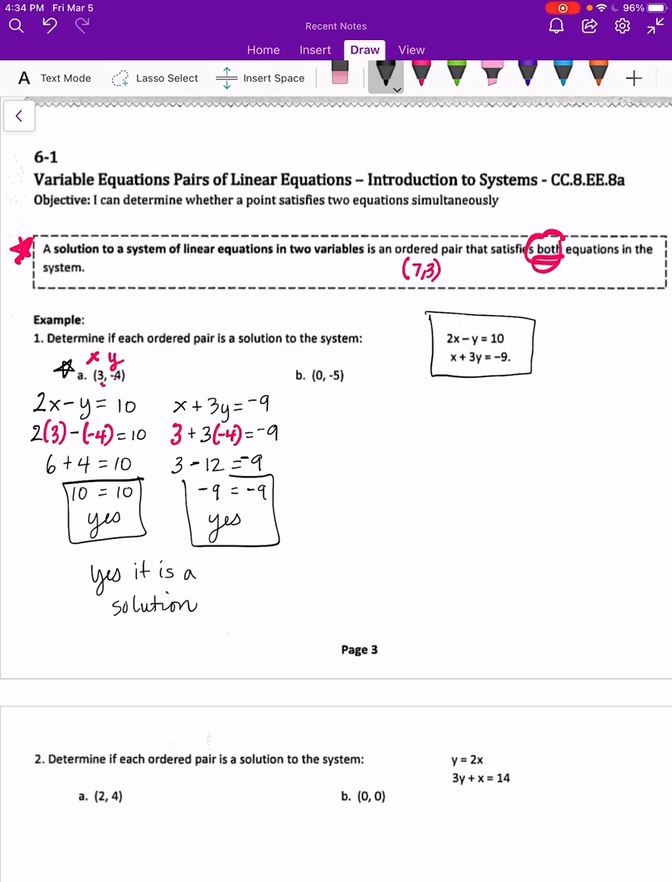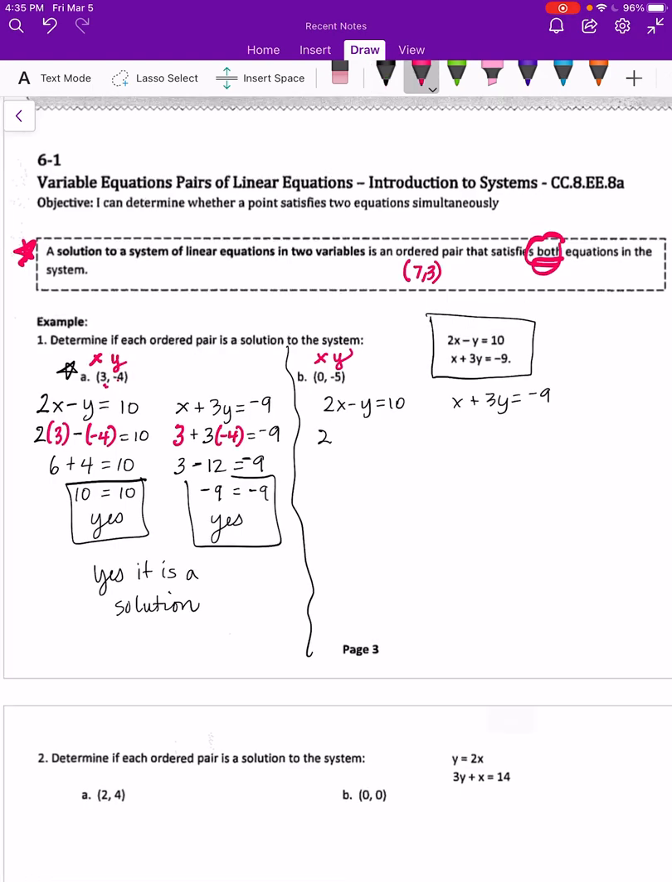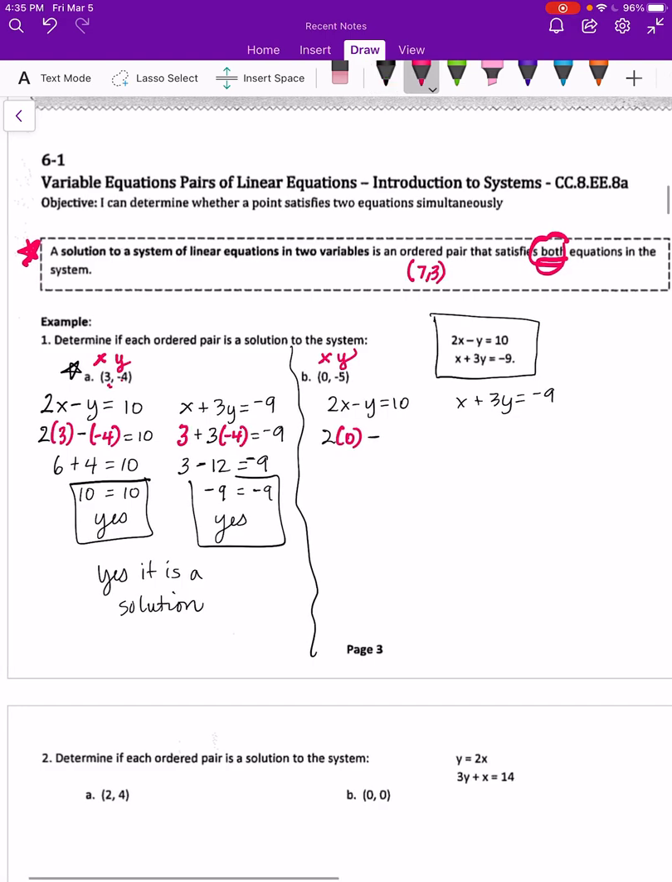It works. Yay! Okay, now we're going to do the same thing for this one. We have our two equations, and they want to know if (0, -5) is a solution. So x and y. I'm going to rewrite the two equations and draw a little line so you know which is which: 2x minus y equals 10, and x plus 3y equals -9. I'm going to plug in 0 for x and -5 for y. So I'm going to have 2 times 0, because that's x, minus y, which is -5, equals 10.